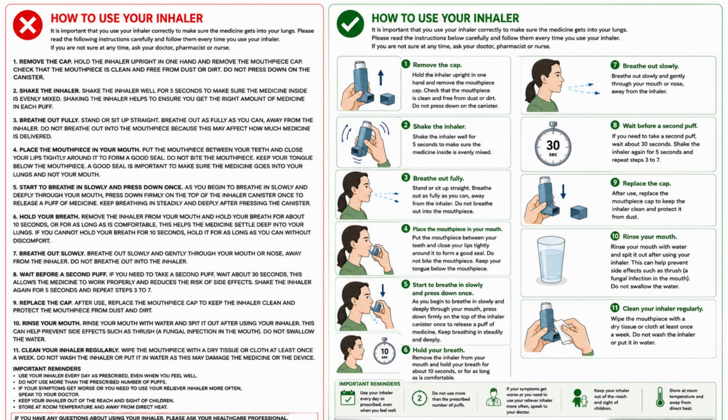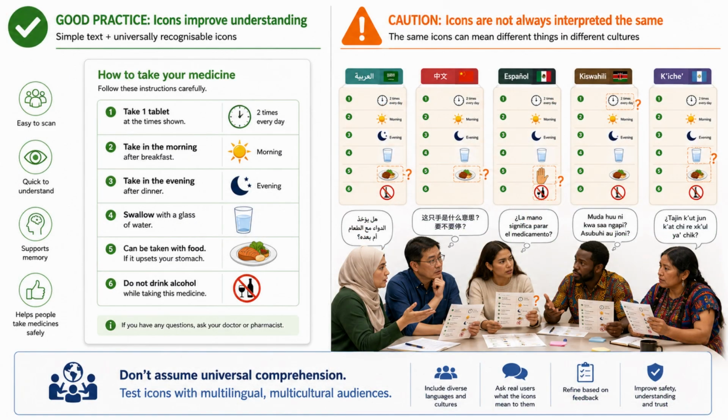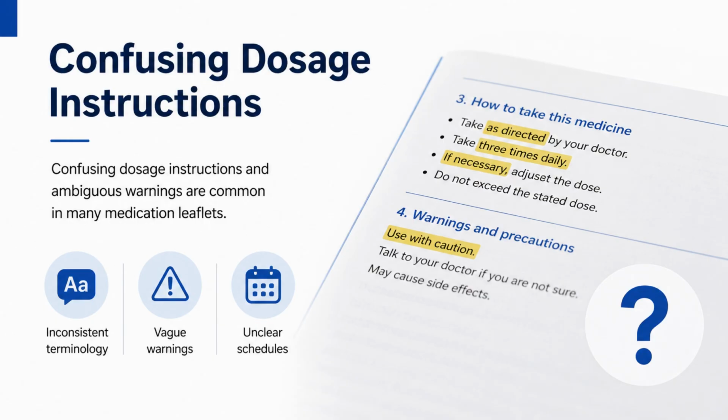For example, a diagram showing the correct way to use an inhaler with arrows indicating airflow can be far more effective than text alone. Universally recognizable icons such as a clock to indicate dosage schedules also improve comprehension. However, it is crucial to ensure that illustrations are culturally sensitive and relevant to the target audience to avoid misunderstandings or feelings of alienation. Confusing dosage instructions and ambiguous warnings are also prevalent in many medication leaflets.